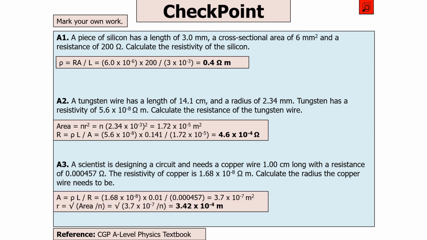Then in this final one, we make area the subject in the resistivity equation. So we will convert centimeters into meters and we pop in the values for the area to get 3.7 times 10 to the minus 7 meters squared. We then say the radius is the square root of the area over pi, rearranging the equation for a circle's area, and therefore we get 3.42 times 10 to the minus 4 meters.